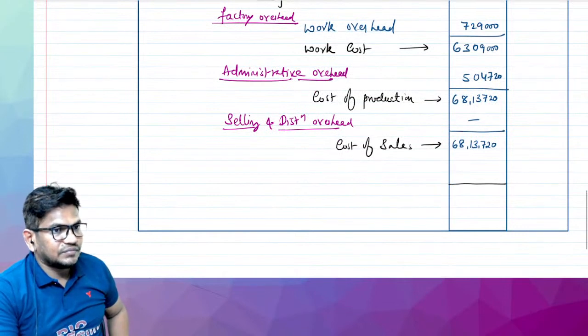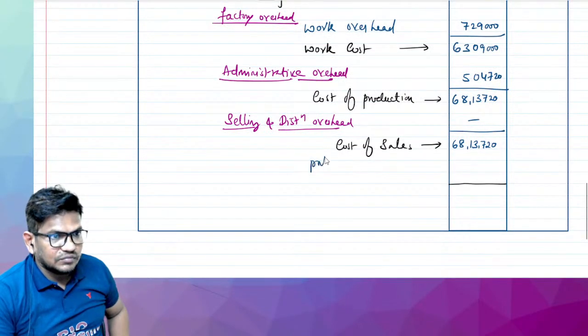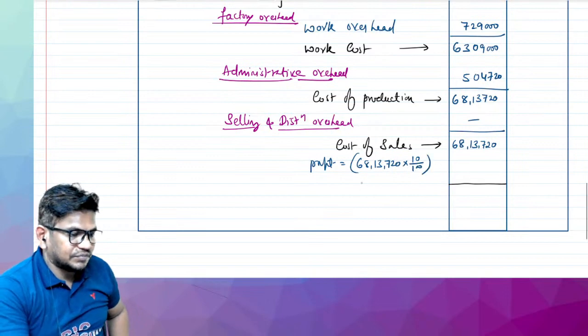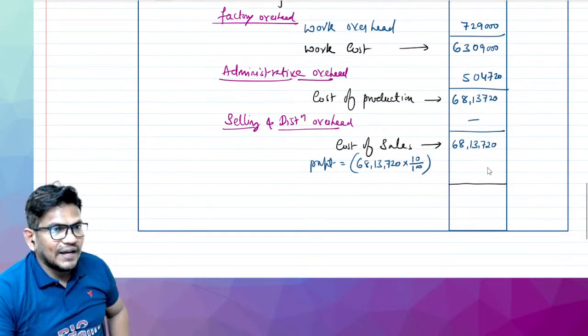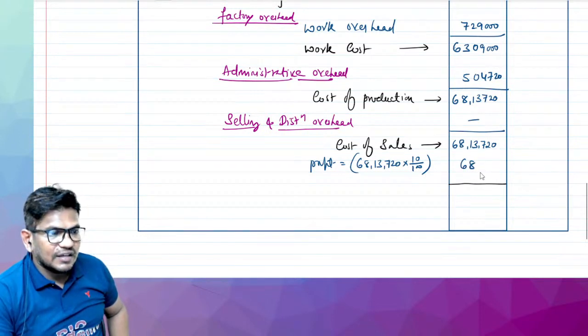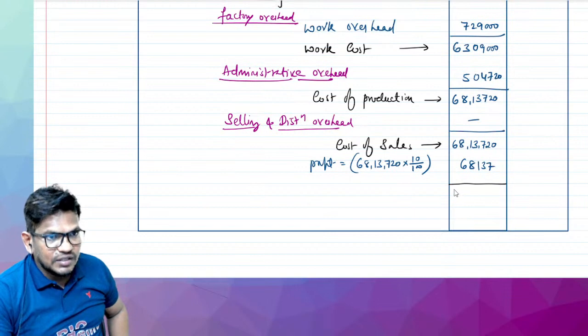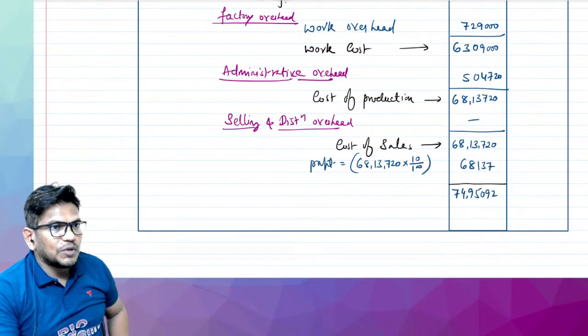Profit 10% on cost means we have cost here. What is the cost? 68 lakh. 13,720 multiplied by 10%. How much will it be, children? That is your 6,81,372. Add this, my dear student. 7,74,95,000, right? So children, this is your sale.